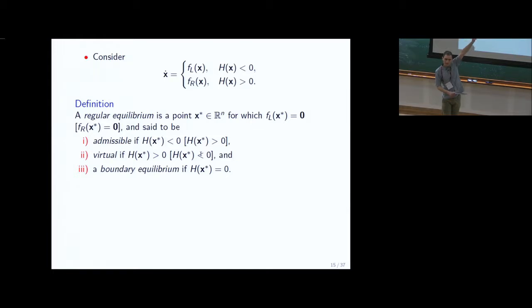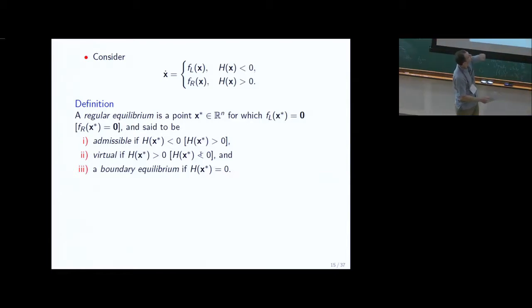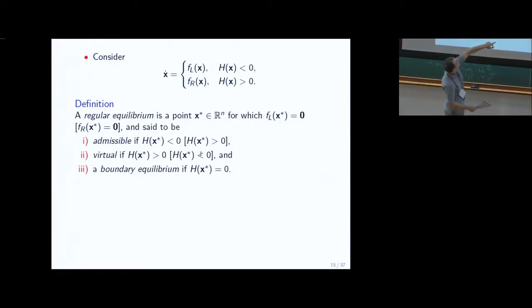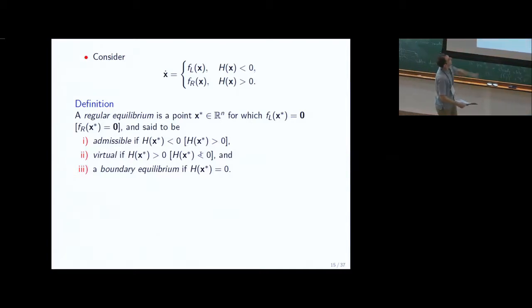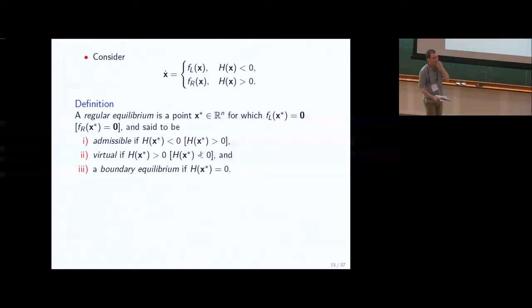The regular equilibrium is said to be admissible if it lies on the correct side of the switching manifold. So in the case of FL, to be admissible, we need H of x star to be negative. If it lies on the wrong side of the switching manifold, then we say it's virtual, but it's not an equilibrium of the full piecewise smooth system. And in the special case that it lies on the switching manifold, we call it a boundary equilibrium.